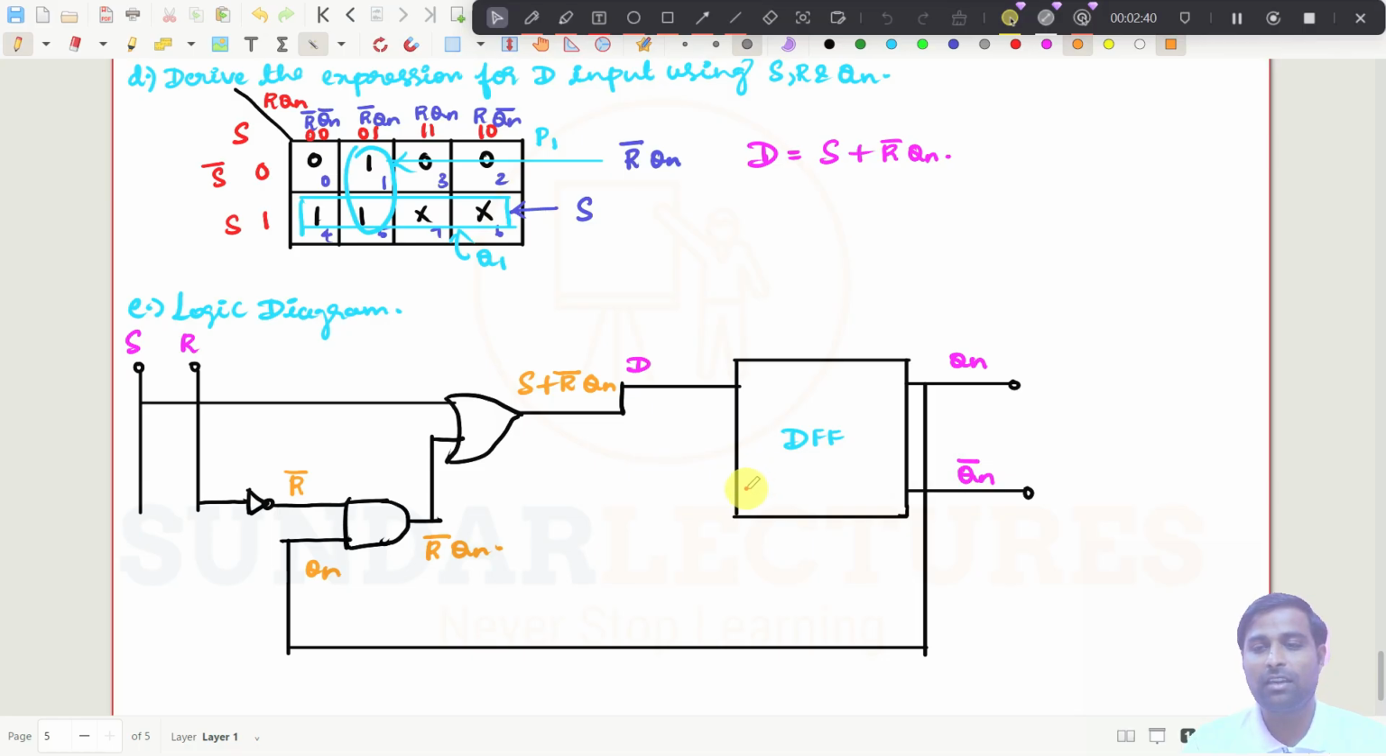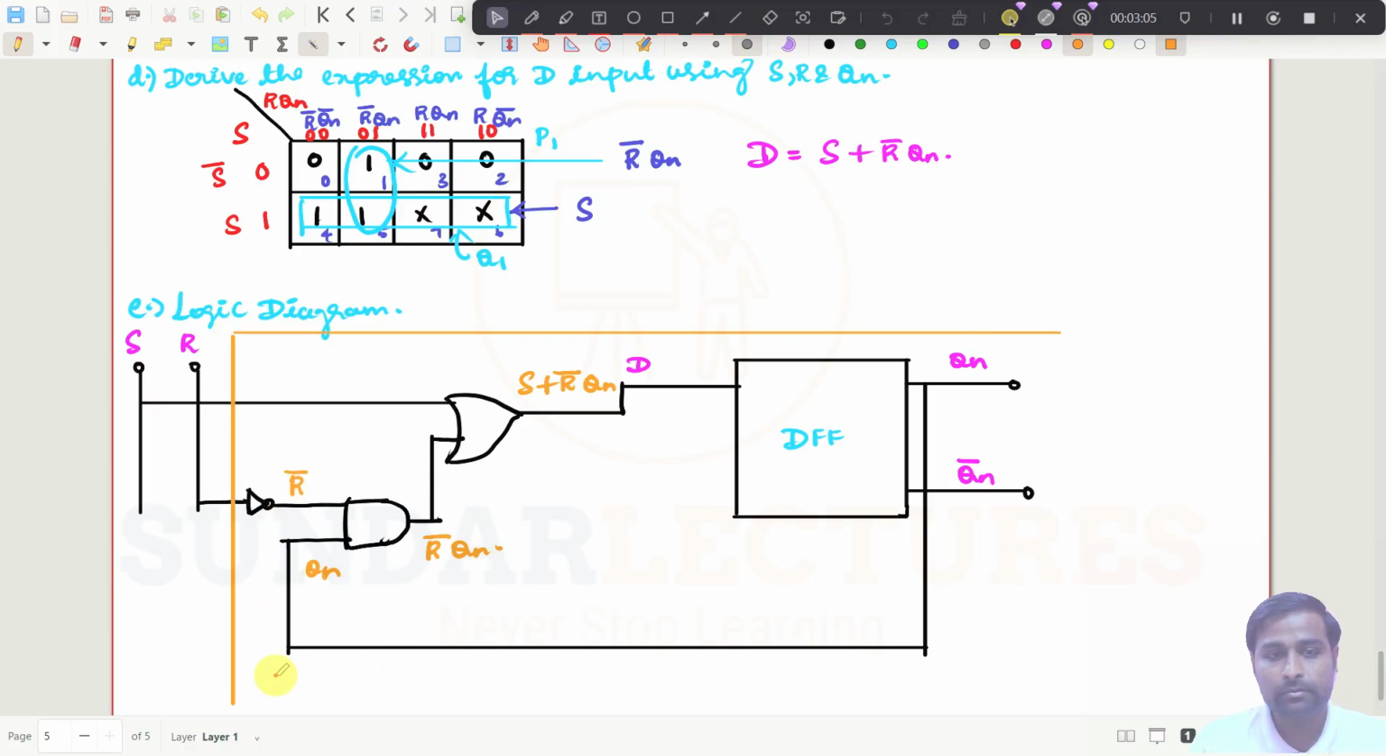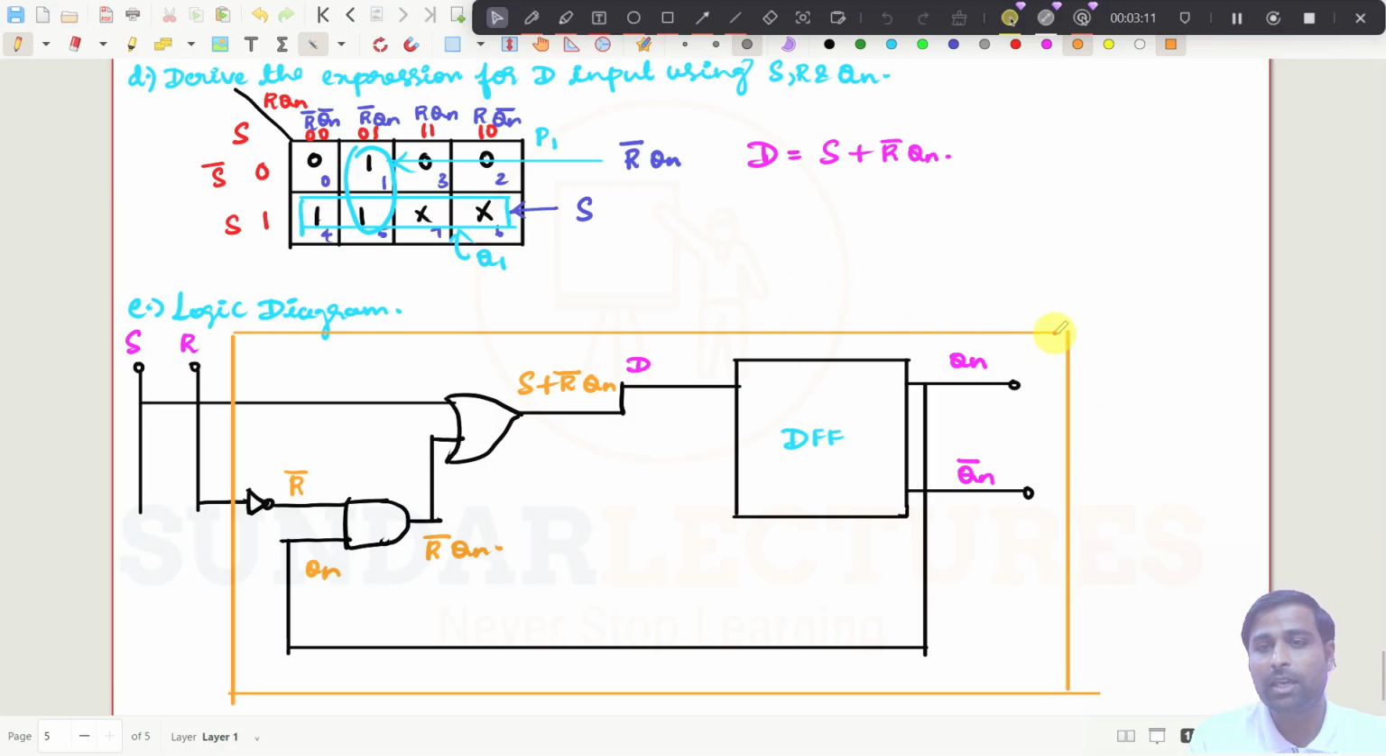So what is the thing we have done here? If you give 0 0, what happens to the Qn? It will remain in the previous state. No change condition will be there. And if you give 0 1, the output will become 0. If I give 1 0, Qn becomes 1, and I cannot give 1 1 because it is an SR flip flop. Now you can see that this particular thing is actually an SR flip flop. This is SR flip flop. I am just giving SR inputs and it will work as an SR flip flop.